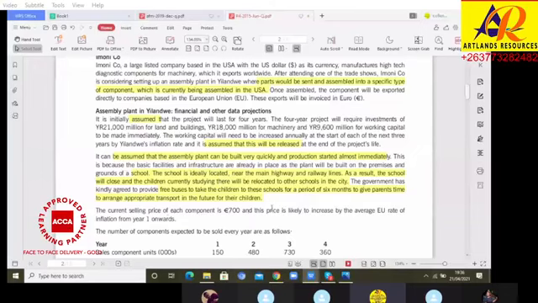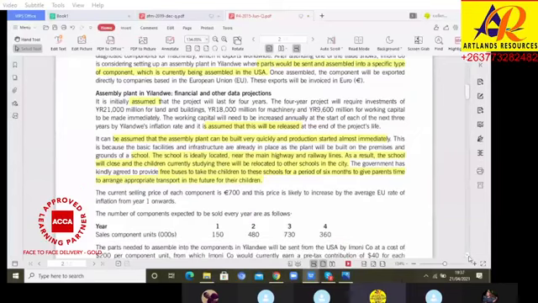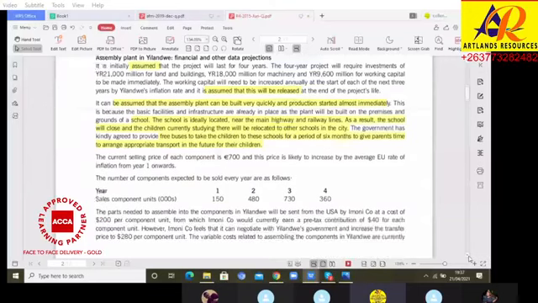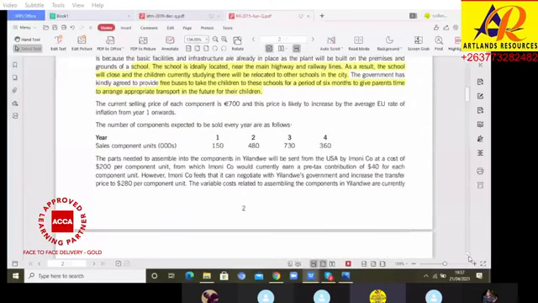The current selling price for each component is 700, and this is likely to increase by EU's inflation from year 1 onwards. The number of components expected to be sold every year are as follows. So these are the components expected to be sold every year. Parts needed to assemble the components will be sent from USA by Imoni. Okay, so there are components being sent from USA by Imoni at a cost of $200 per component.